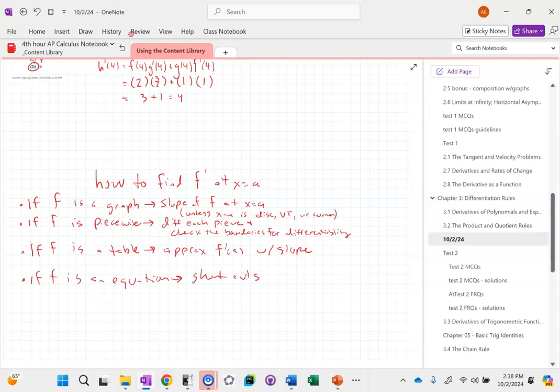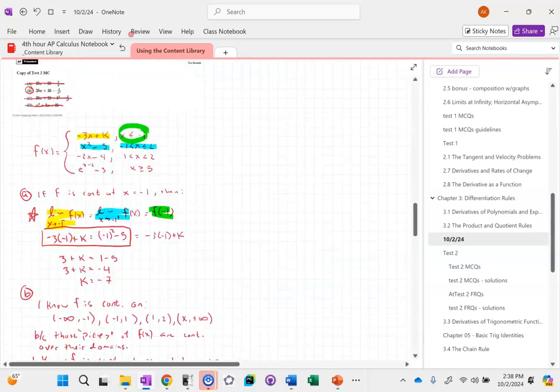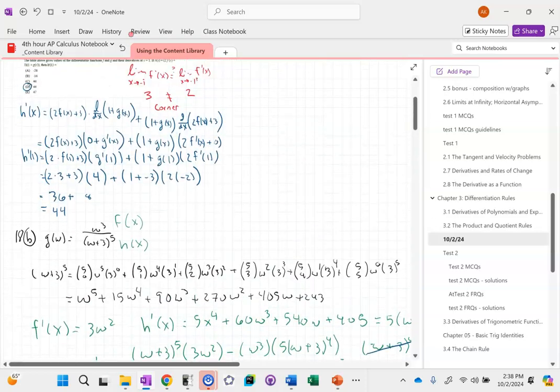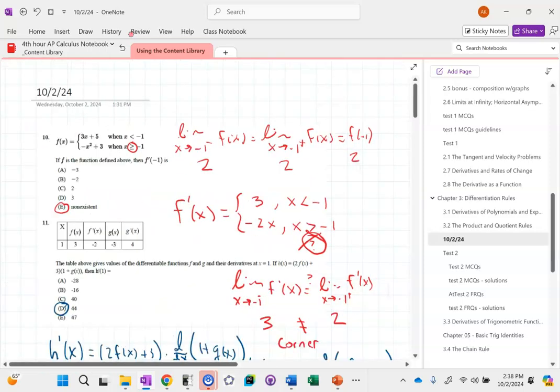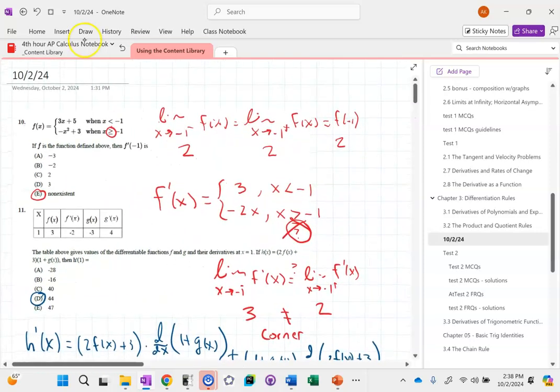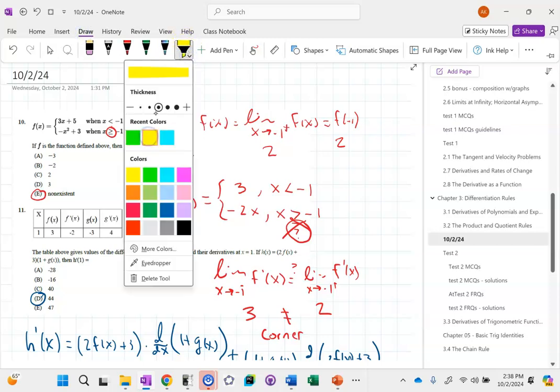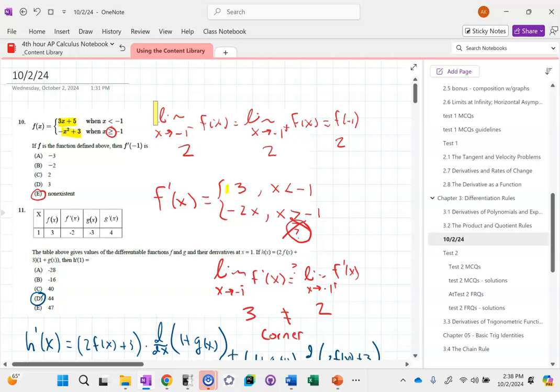Yes? For the piecewise one, what do you mean by check the boundaries? So let me go back and do the example here that we looked at, the first one. So when we did this problem here, Nate, we just took the derivative of each piece to get those guys, right? And then I said, okay, x is less than -1, x is greater than -1. I'm not sure if that should be or equal to or not yet.